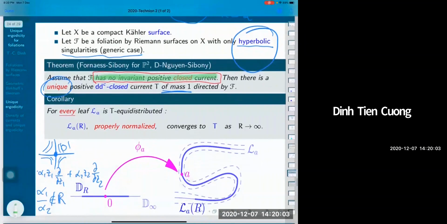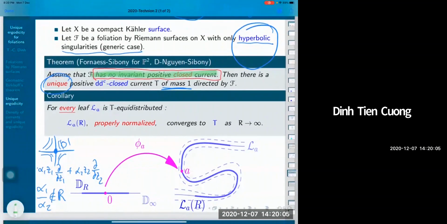So now, because you have only one current, then if you take a leaf, any leaf, properly normalized, it converges to T because you have no choice for the limit. You have only 1 point. You have no choice for the limit, so the limit should be T. This is for every leaf, not for almost every leaf, but for every. So every leaf has the same behavior in the same way. So this is the unique ergodicity that I want to talk about.